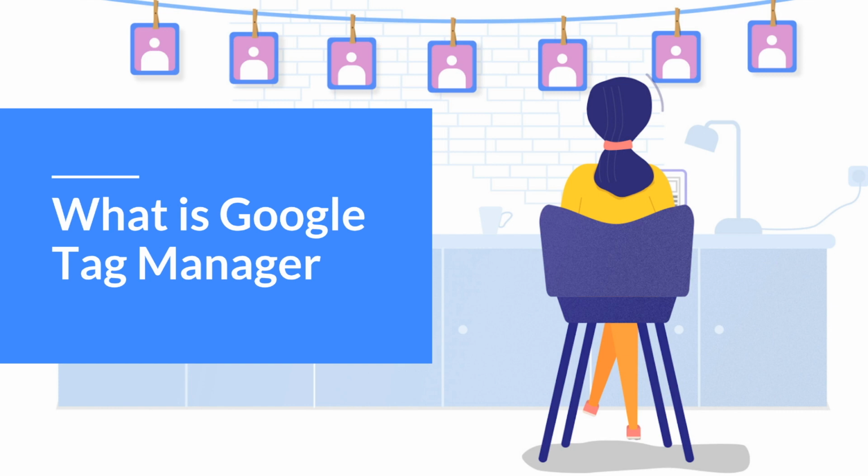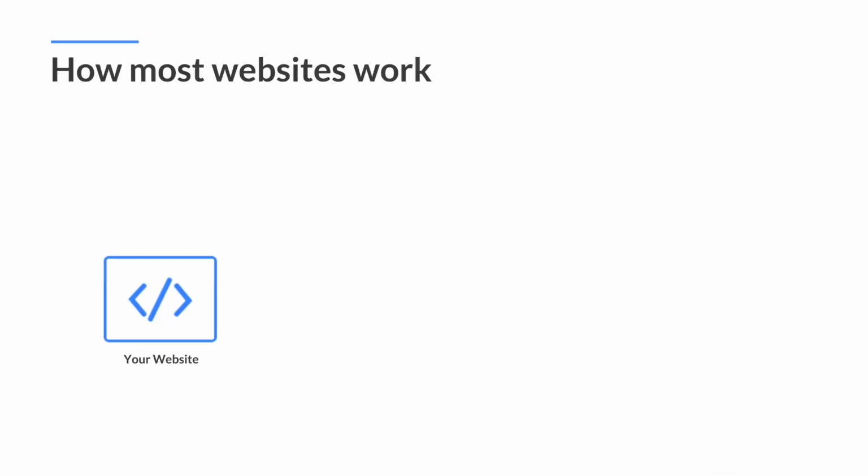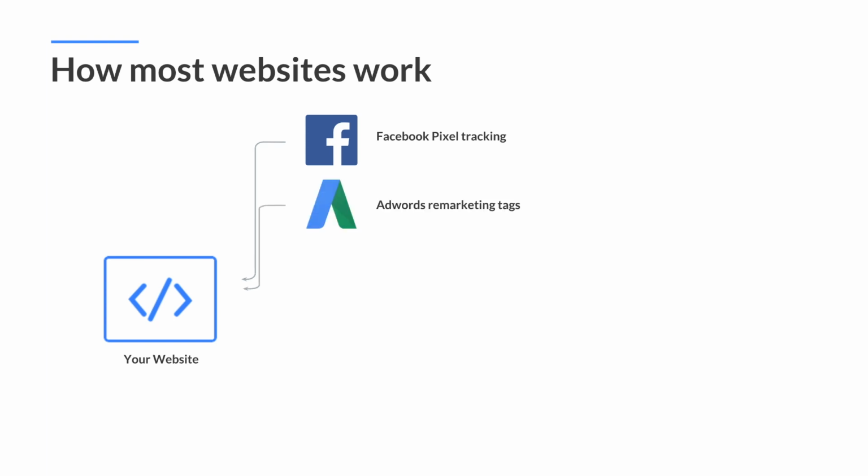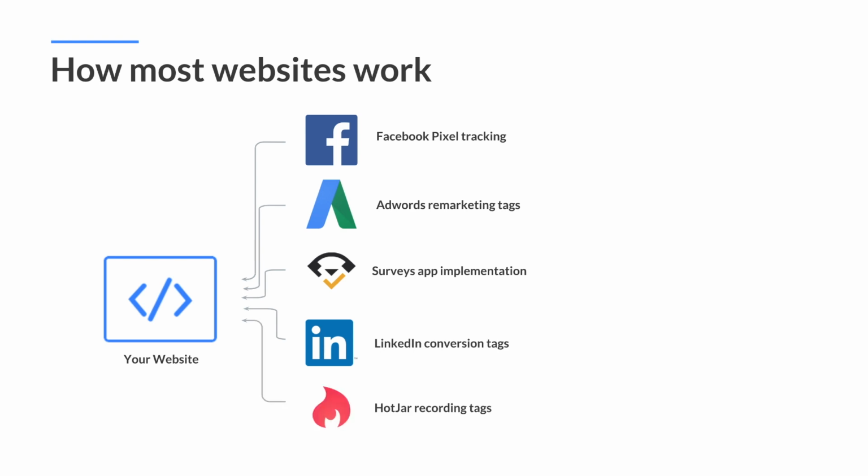Let's start with an example. Let's say this is your website. If you're a marketer, then you'll need so many different tracking codes, such as Facebook pixel tracking or AdWords remarketing tags, surveys, LinkedIn conversion tags, Hotjar recording tags. So those are all the different tools that sit in your website and do different things. They can only work properly if their code is inserted into your website. So this is how it looks on most websites.